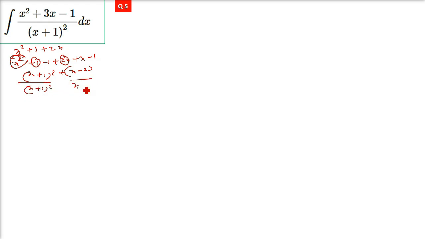So when you do this, the first term will be of course 1. But what about x minus 2 by x plus 1 whole square? So you have to do the same thing with x minus 2 also, again and again. x plus 1, because x minus 2 can be written in x plus 1 terms also. I'll give you a different approach. You will see how easy it will be.